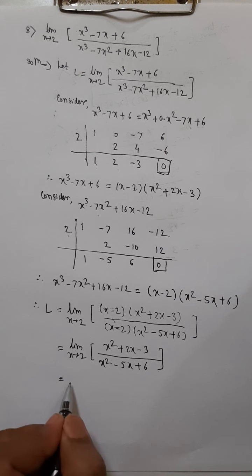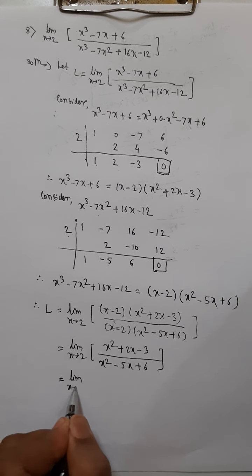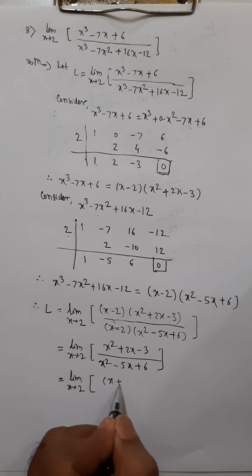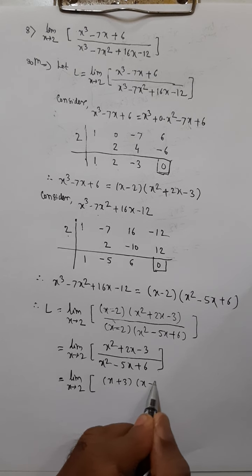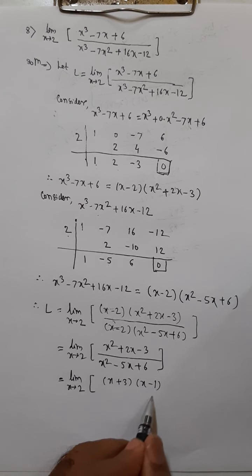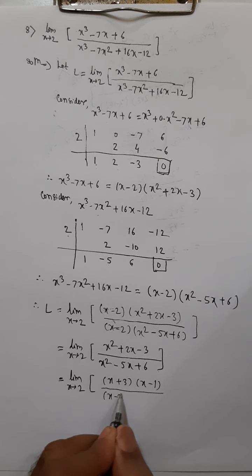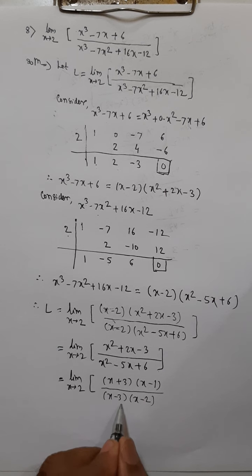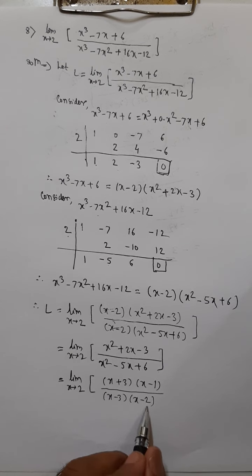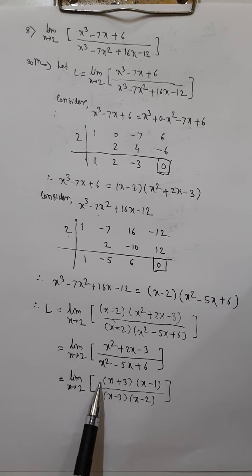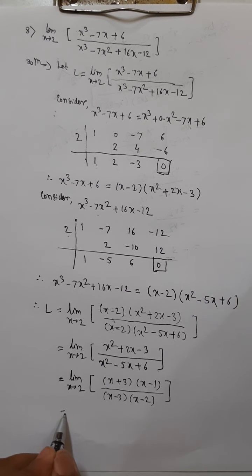Again we factorize, so it is equal to limit as x tends to 2, and the factors for the numerator are x plus 3, x minus 1: 3 minus 1 is 2, 3 into minus 1 is minus 3. The factors for the denominator are x minus 3, x minus 2: minus 3 minus 2 is minus 5, minus 3 into minus 2 is plus 6. But here note that there is no common factor between numerator and denominator, and therefore we have to take the limit here.